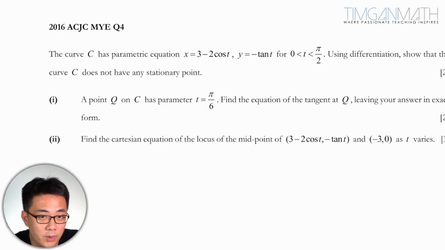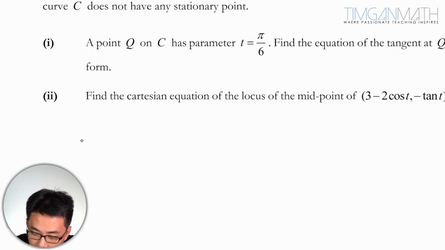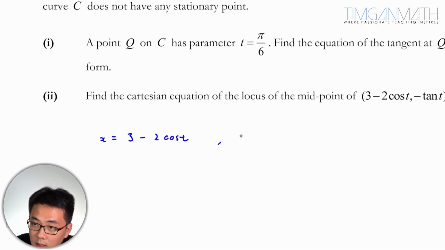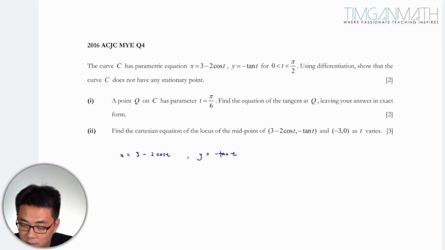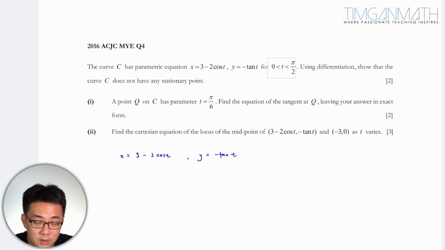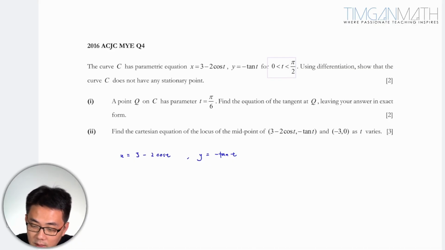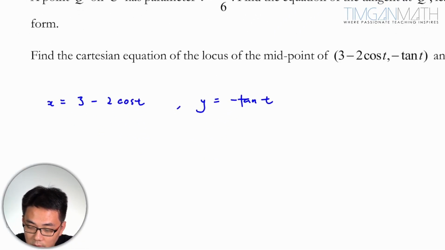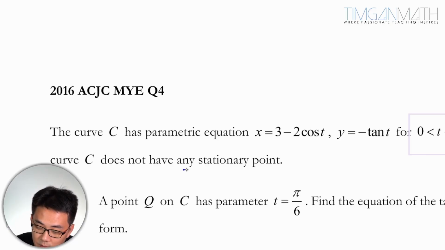So the curve C has a parametric equation of x equals 3 minus 2 cosine t, then y equals negative tangent t, for t from 0 to pi over 2. Using differentiation, show that C does not have any stationary point. If you want to show that C doesn't have any stationary point, what you need to do is show dy/dx cannot be equal to 0.